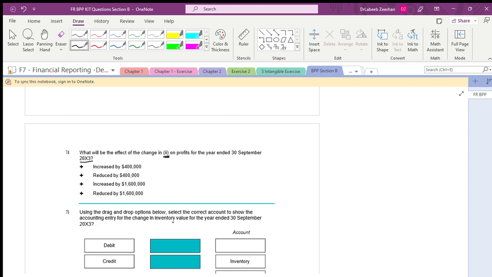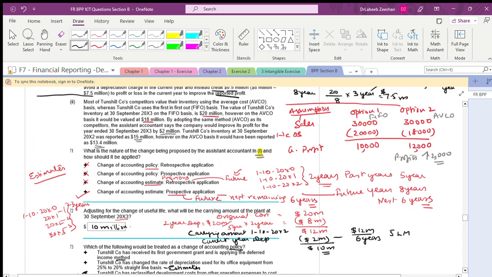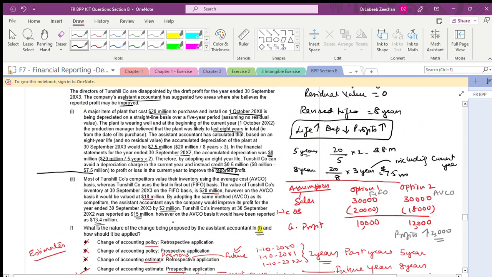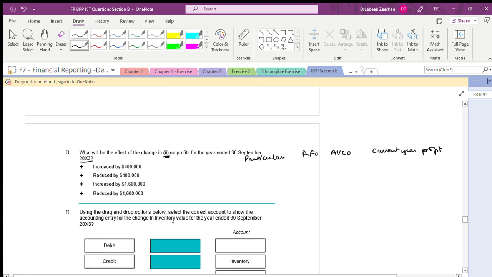We have to do a little bit of calculation. You have FIFO, you have average cost, and you have the current year profits. Just go through it. They have also given the closing inventory, 15 million and 13.4. Closing inventory is on 30th September.